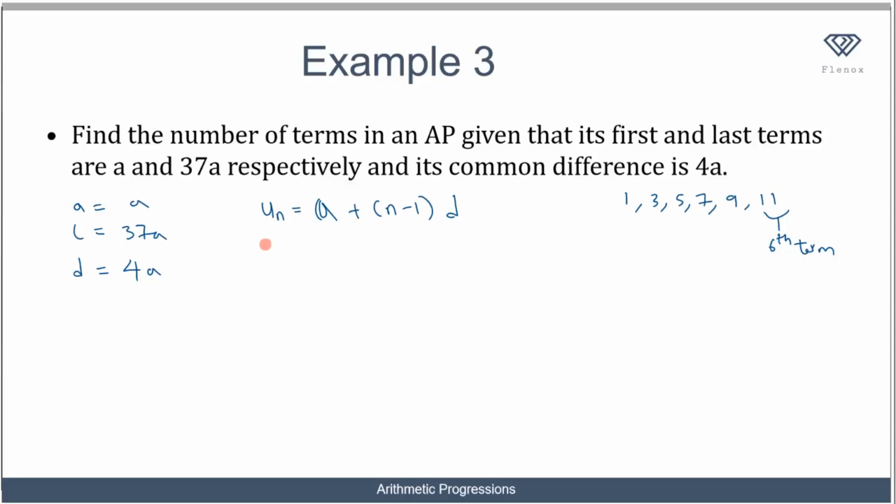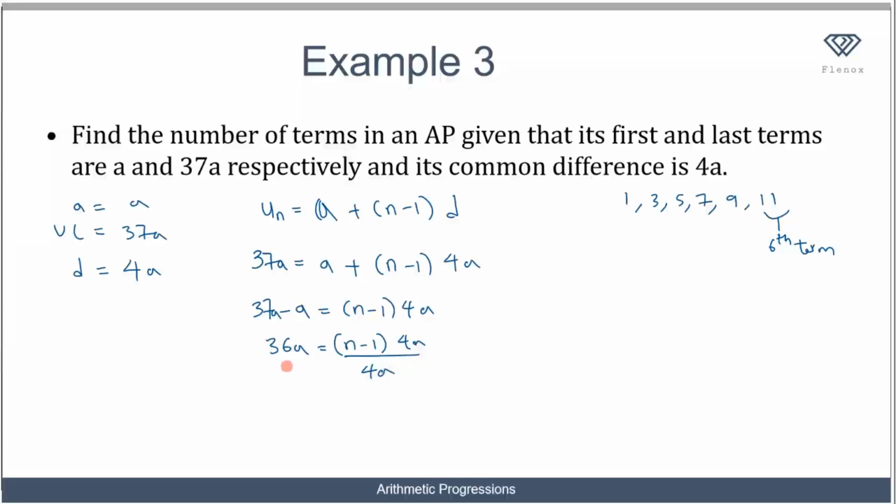So I'm told that the last term, let me denote that as UL, is given as 37a. So I can write that 37a is equal to the first term, which is a, plus, now I'm finding the nth term of the last term, (n minus 1), and I'm told that the common difference is 4a. So if I bring this over, we have 37a minus a is equal to (n minus 1) times 4a. So 37a minus a gives me 36a is equal to (n minus 1) times 4a.